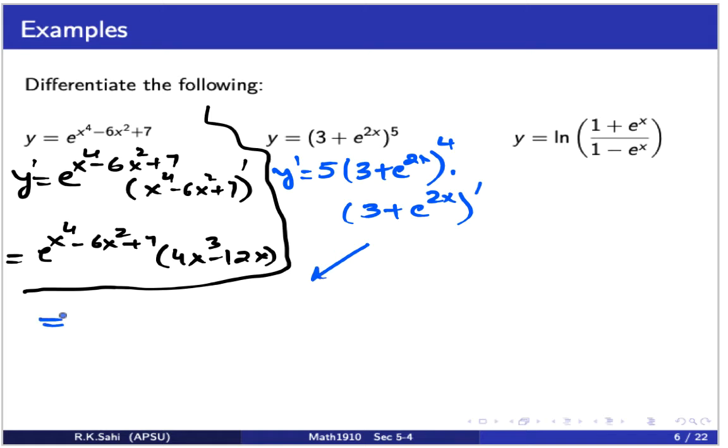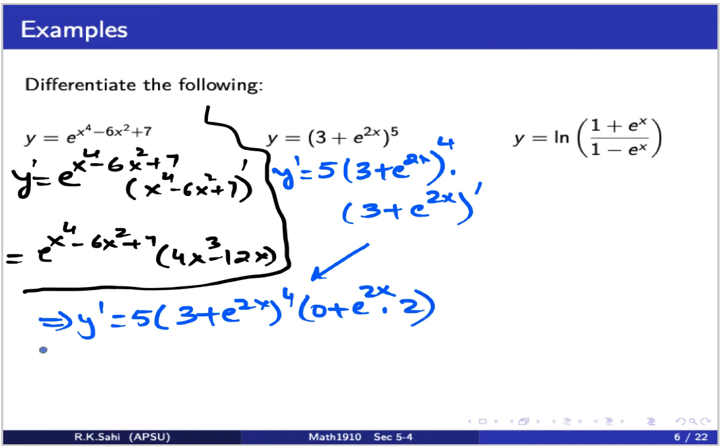which is going to be y prime equals 5 times 3 plus e to the power 2x, the whole expression to the 4th, and differential of 3 plus e to the power 2x. Differential of 3 is a 0, and exponential to the power 2x is e to the power 2x times the differential of 2x, 2. Let's write it nicely. So this is basically 2 times e to the power 2x, so 5 with the 2 is a 10, e to the 2x comes in the front, then you have 3 plus e to the power 2x to the power 4.